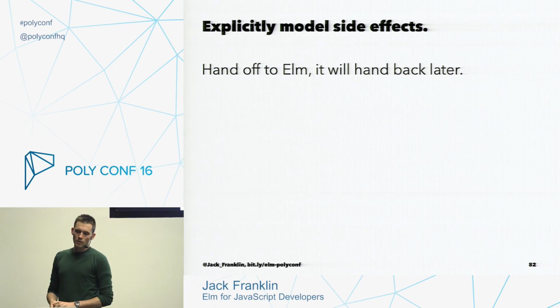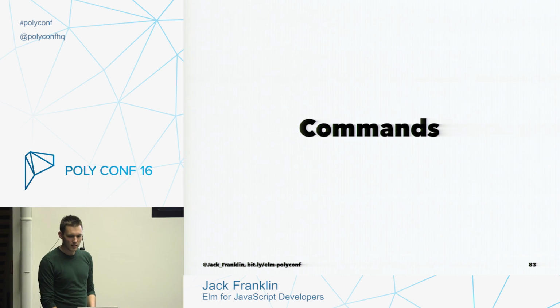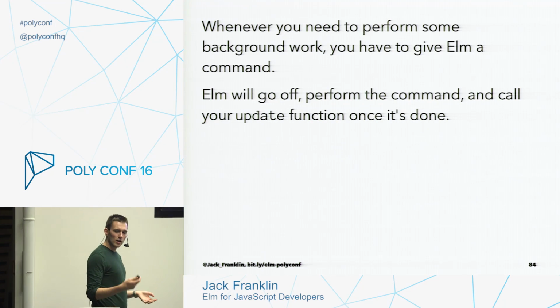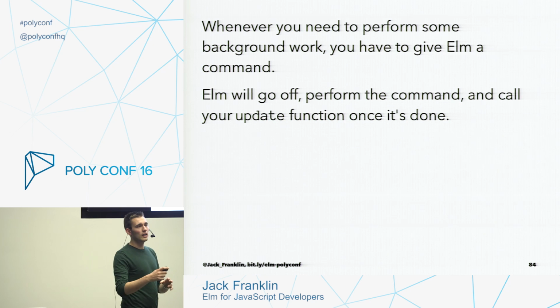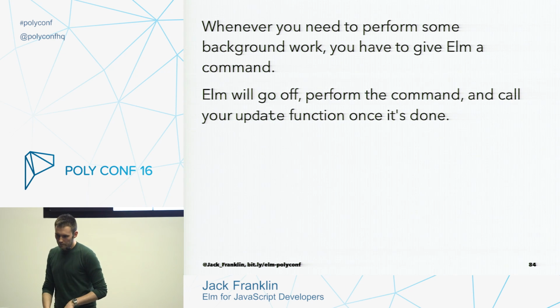So instead of letting functions just randomly kick off HTTP requests, we model them very explicitly as side effects. So we hand them off to Elm, and it will give us back them later when it's got the data. We do this through commands, which I mentioned earlier. Whenever you perform some background work, give Elm a command. Elm will go off, it will run it in the background, and it will come back to you when something's happened. Either it succeeded or it failed.